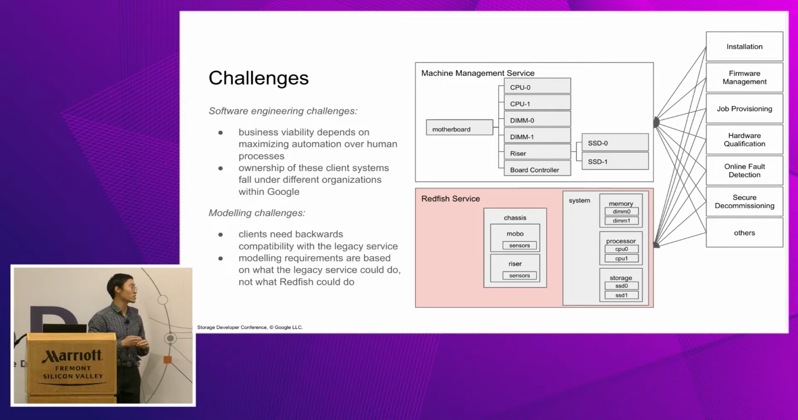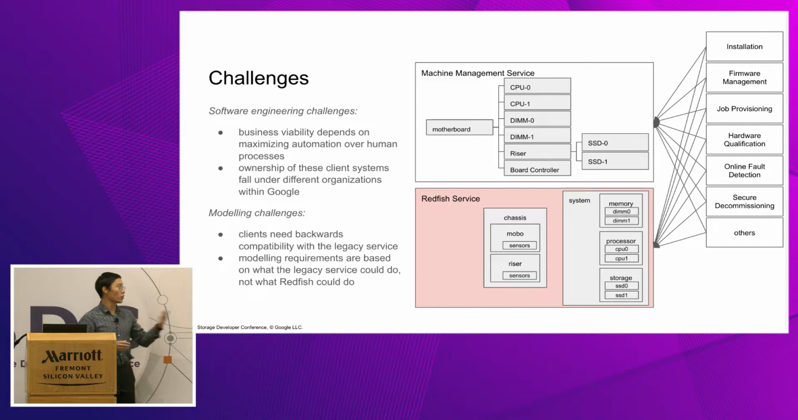On the software engineering side, all of these are automated services, and business viability of our data center management depends on all of these remaining automated. So how do we ensure the Redfish consumption can be handled by these automated services? And it's a distributed problem organizationally. These are all different teams owned by different people with different sets of expertise, and not everybody has the same familiarity with Redfish. So how do we scale out the adoption of Redfish?